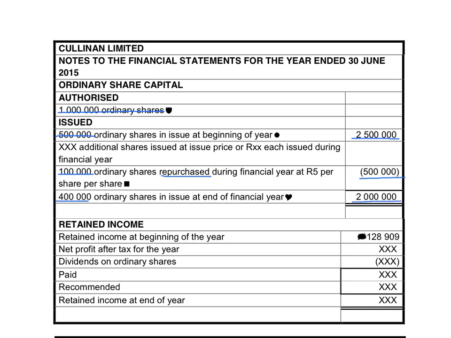In the retained income account, you will show that the opening balance is 128,909. Because the shares were repurchased at the same price that it was originally sold, no money will be used out of the retained income for the repurchase of the shares. As long as it is the same price that you originally sold it for, it will just reduce your ordinary share capital.